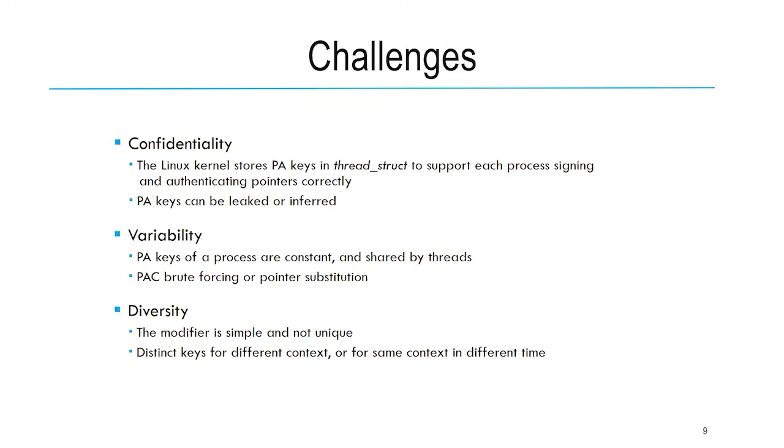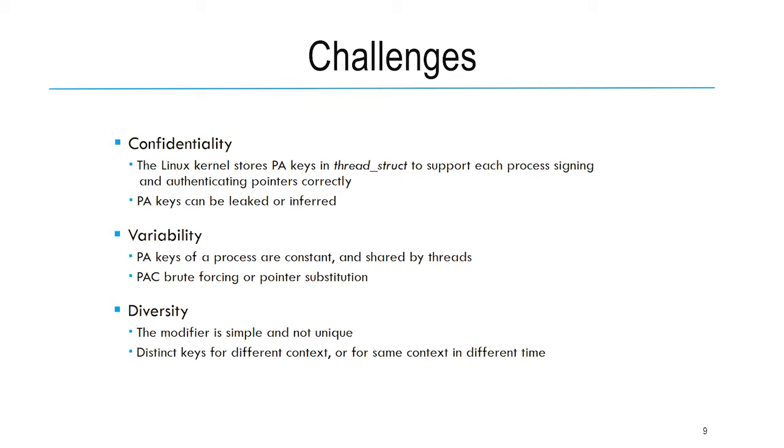Before illustrating our work in detail, we need to address security challenges arising from the contradiction between the existing management pattern and the threat model. The Linux kernel stores PA keys in the thread struct to support each process signing and authenticating pointers correctly, which means the keys can be leaked or tampered with. In order to maintain the confidentiality of PA keys, we must provide a distinct solution to make use of PA with no keys residing in kernel memory.